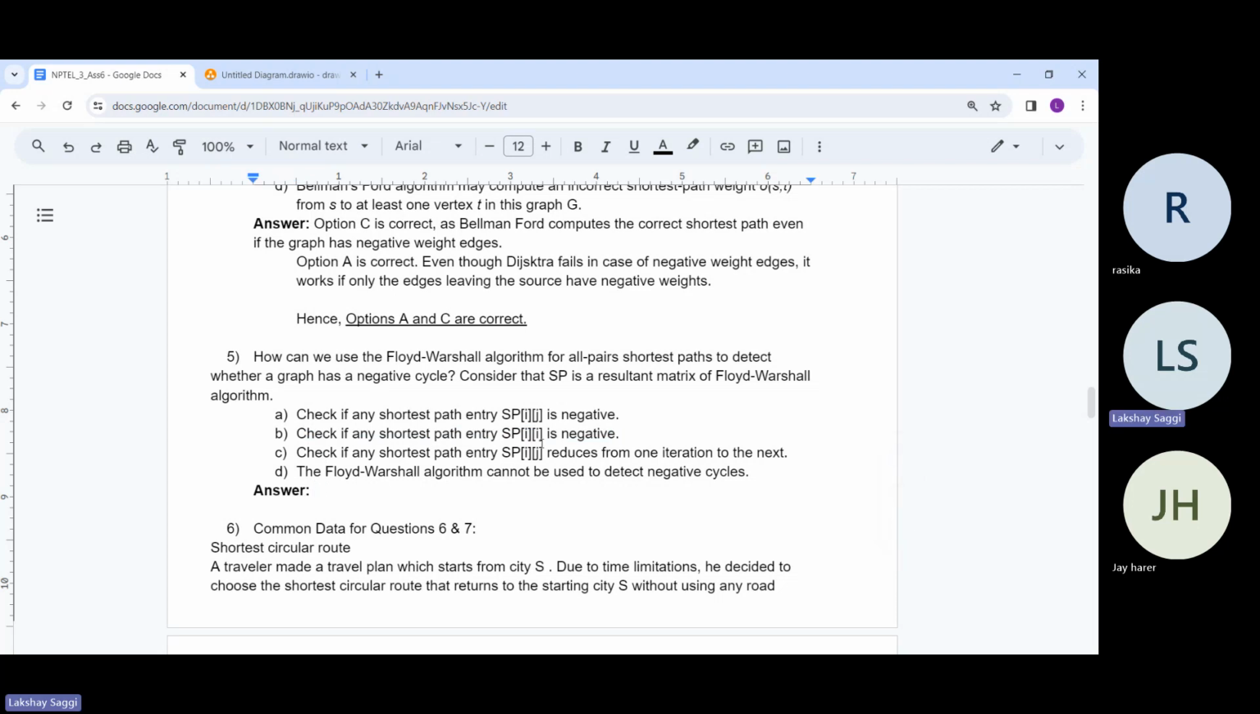Because the Floyd-Warshall algorithm finds the shortest path from a vertex I to a vertex J, it will find the shortest path from I to I itself. And if we are talking about an I to I path, then it's just a cycle, right? And if the cycle has a negative length, then this entry will be negative. So the answer is option B. I hope everyone understands this. If it is not clear, let me know via chat.